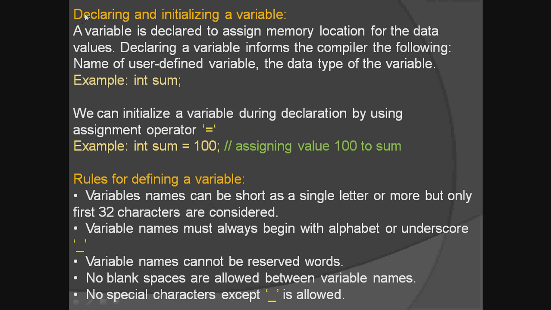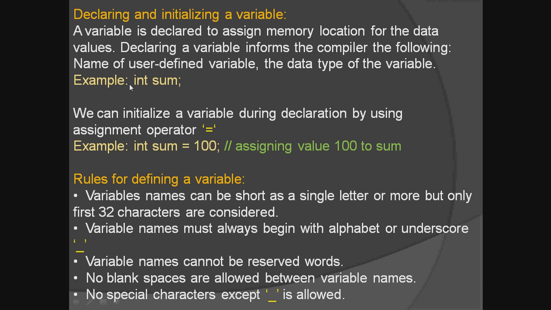So declaring and initializing a variable. Now how do you declare a variable and how do you initialize a variable? A variable is declared to assign a memory location for the data values. We declare a variable because only when we declare a variable will the memory space be allocated for the data values. Declaring a variable informs the compiler of the following things: the name of the user defined variable and the data type of the variable.